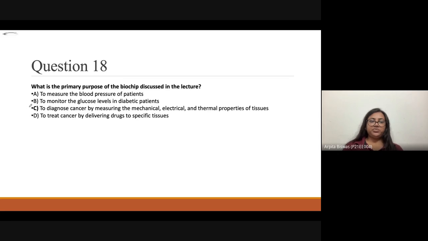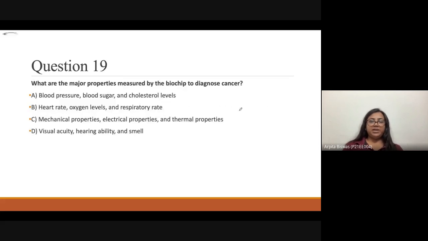So the right option is option C, to diagnose cancer by measuring the mechanical, electrical, and thermal properties of the tissue. Okay. So next we move toward question number 19. What are the major properties measured by the biochip to diagnose cancer? The first option is blood pressure, blood sugar, and cholesterol level. The second option is heart rate, oxygen level, and respiratory rate. The third option is mechanical property, electrical property, and thermal property. And the fourth option is visual acuity, hearing ability, and smell.